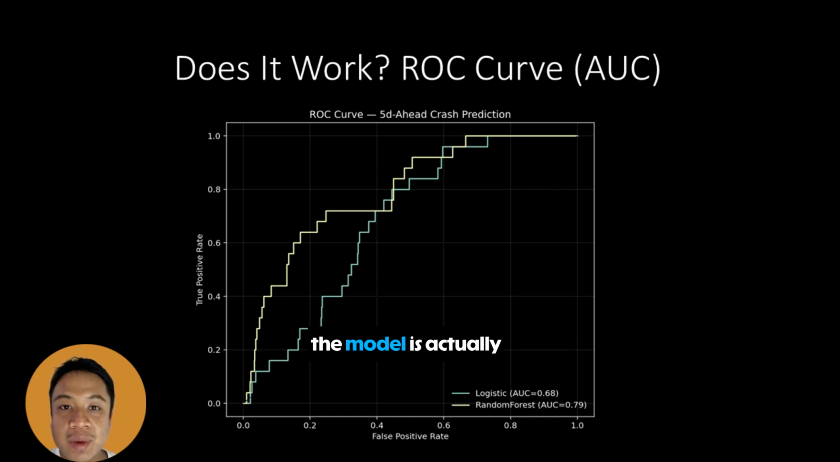Now we test if the model is actually useful. This is the ROC curve. It measures how well the model separates normal periods versus crash risk periods. If a model is random, the curve stays near the diagonal and AUC is around 0.5. Here, random forest has higher AUC than logistic, meaning it has better discrimination. Not perfect, markets are hard, but it's meaningfully better than guessing.